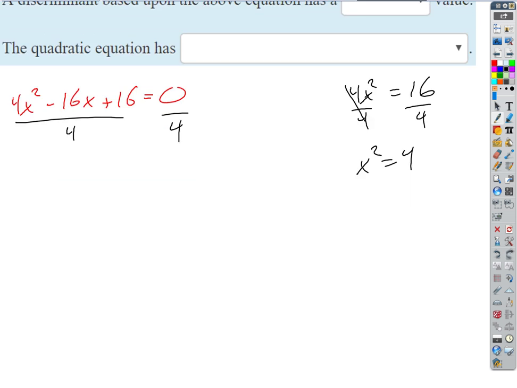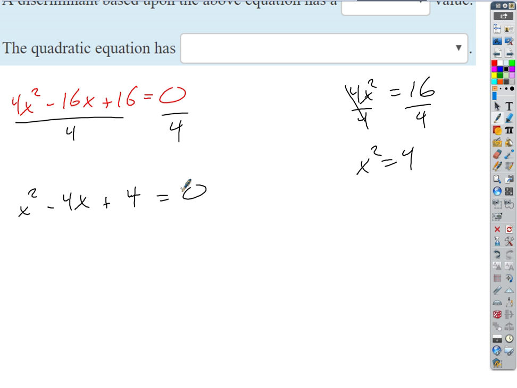Dividing by 4 means I'm just dividing each term separately by 4, doesn't it? Right, so what's 4x squared over 4? Good. What's negative 16x over 4? 4x. What's 16 over 4? 4. 0 divided by anything is 0. Easier, right? Now what's a, b, and c? 1, negative 4, 4, right?